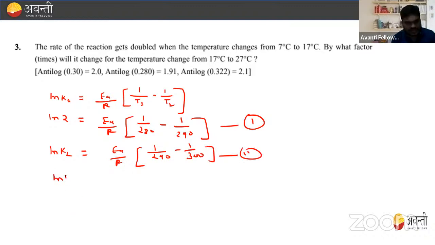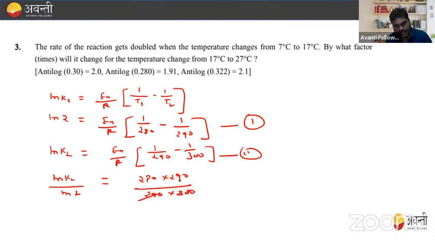So we can divide, like ln K2 upon ln K1, right? Is equal to, EA can get cancelled out of each other. This will become 10 into 290 upon 290 into 300. So this 290 gets cancelled. So it will become 10 upon 300, right? So this comes out to be ln K2 into ln 2.